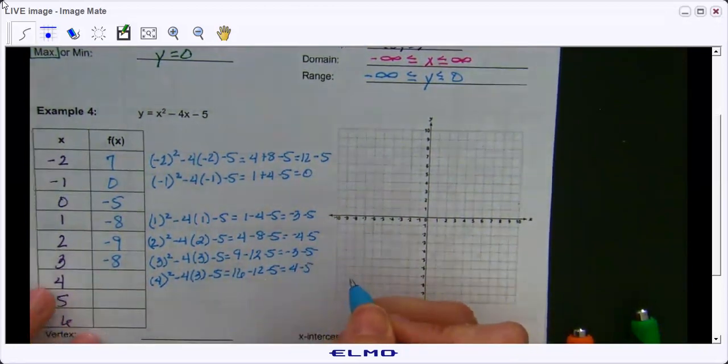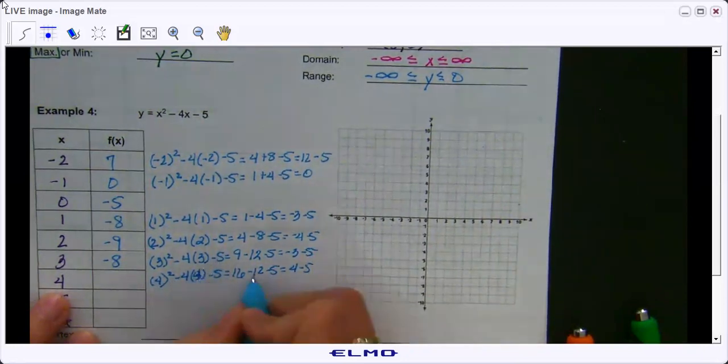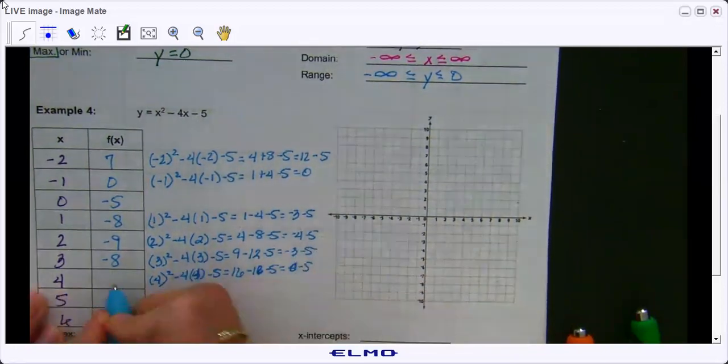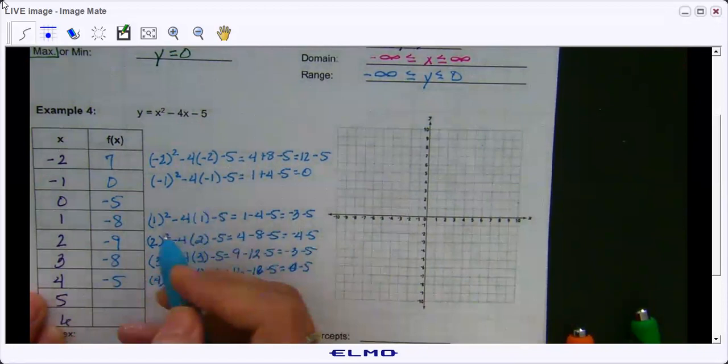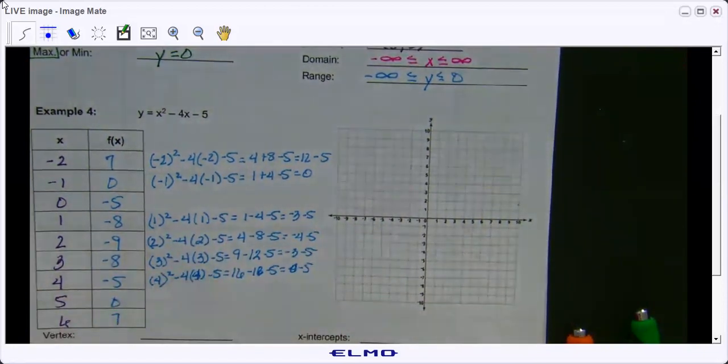I think I did something wrong. 3 instead of 4. 4, thank you. There we go. And then you can probably pretty much figure out that those are gonna all line up like that. Okay, so now let's go ahead and graph our parabola.